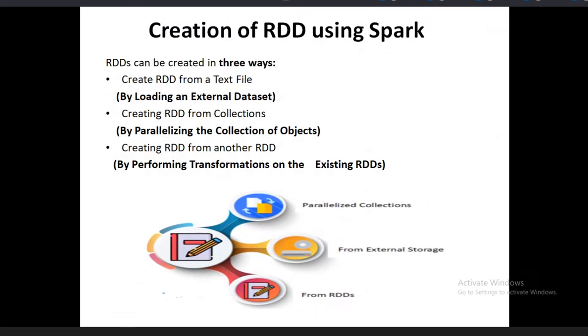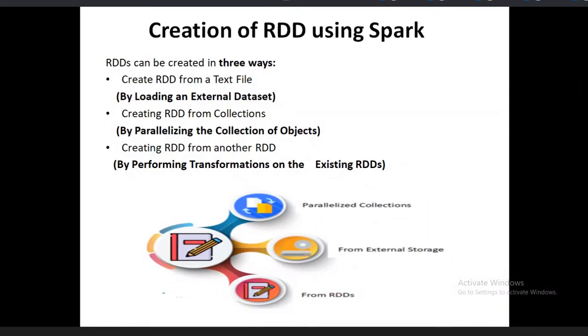The step one, you can read the data from any external data set, or maybe your data is available in abc.txt. If you want to read the data from abc.txt, perform some transformations on it and do some data processing, from your external data set also we can create that RDD.